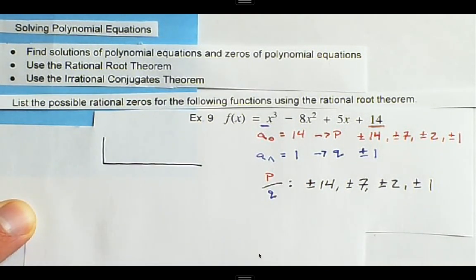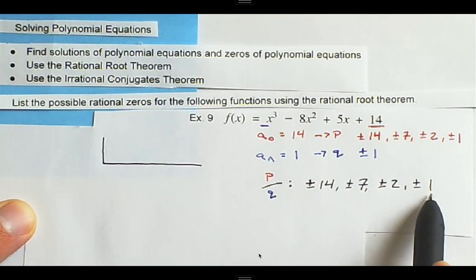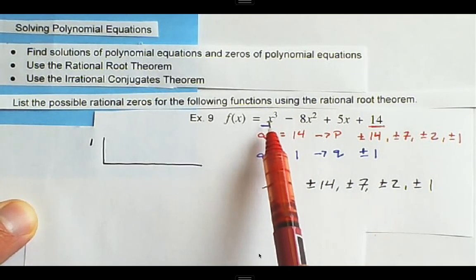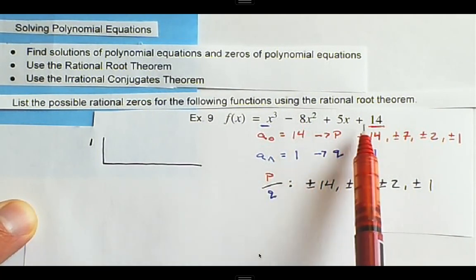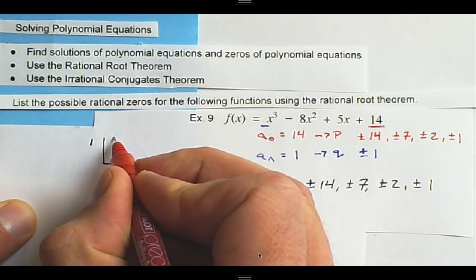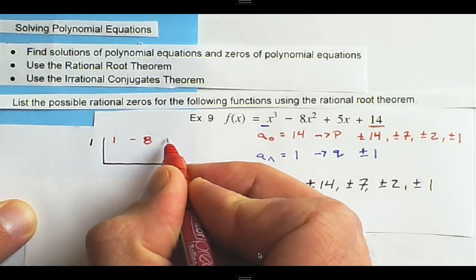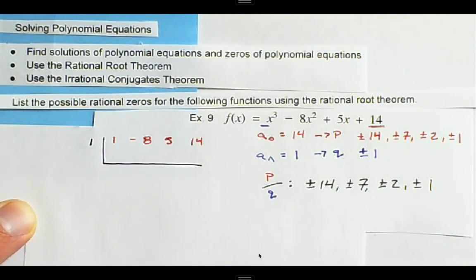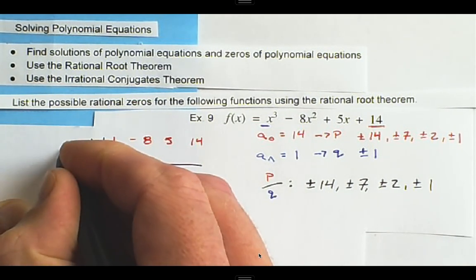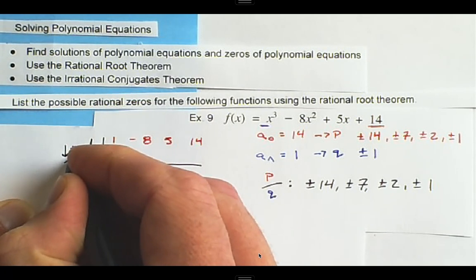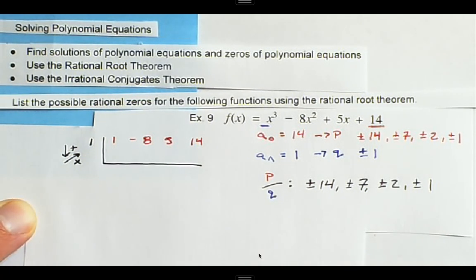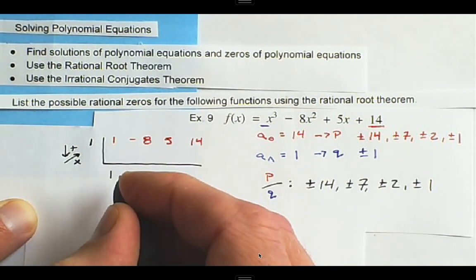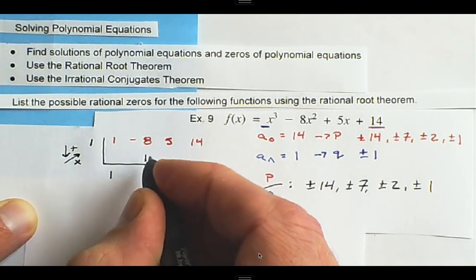Okay, so from synthetic substitution, I know that I'm going to check positive 1, and I'm going to use my coefficients, 1, negative 8, 5, and 14. Whenever we do synthetic substitution, we're going to add down and we're going to multiply on the diagonal. And so 1 plus 0 is 1. 1 times 1 is 1.